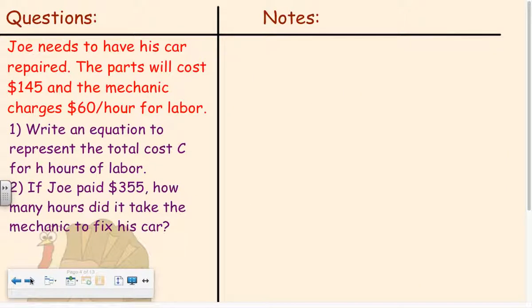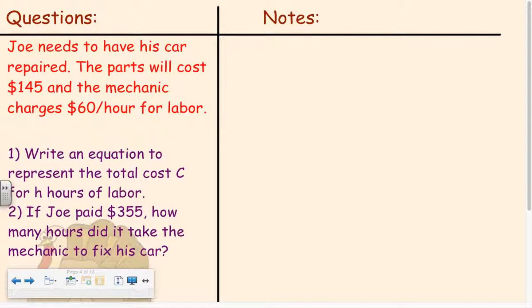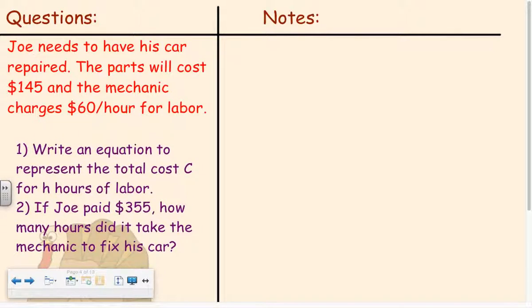All right, now we have a couple word problems. So let's look at just the question first. It says Joe needs to have his car repaired. The parts will cost $145 and the mechanic charges $60 per hour for labor. So number 1 says write an equation to represent the total cost C for H hours of labor.